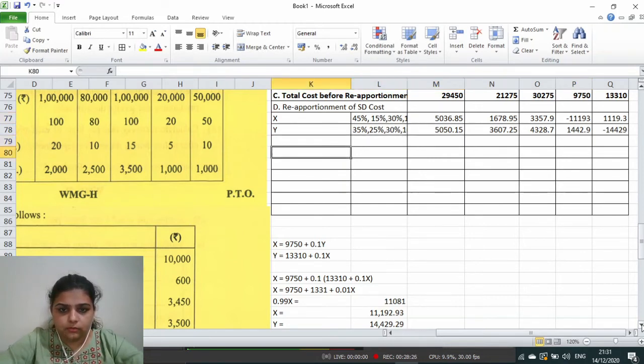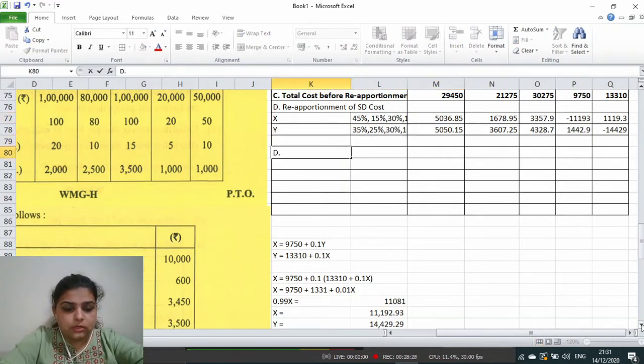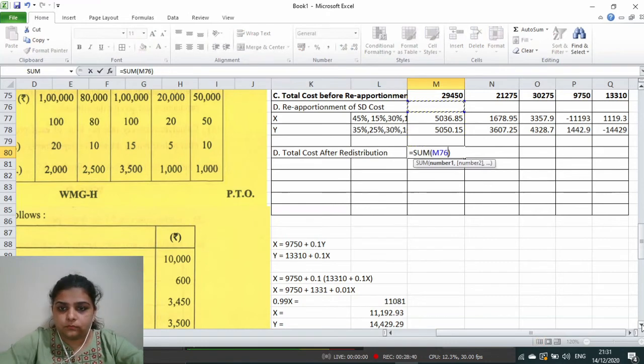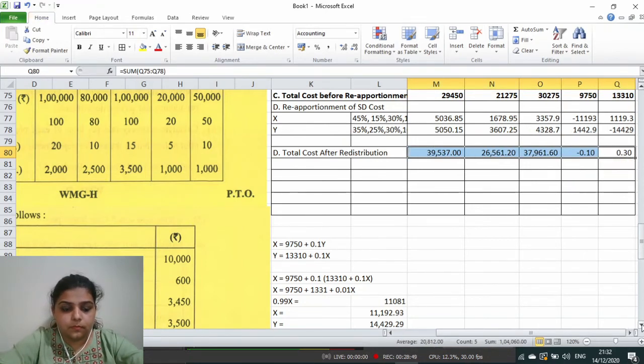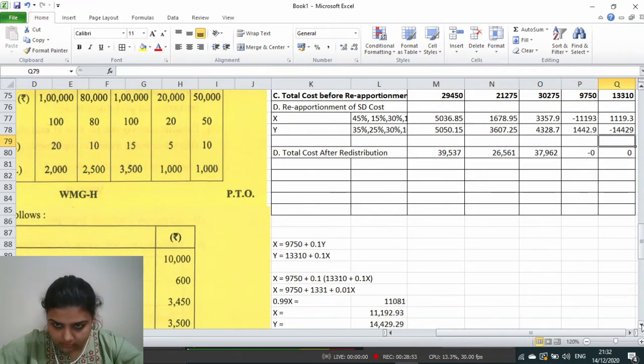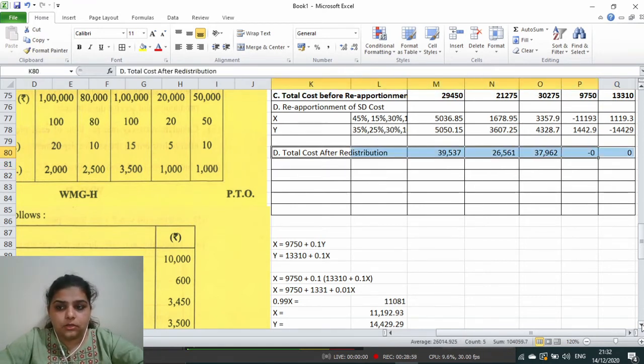So if you write here the total cost after redistribution, it would be this. This is our total cost after redistribution.